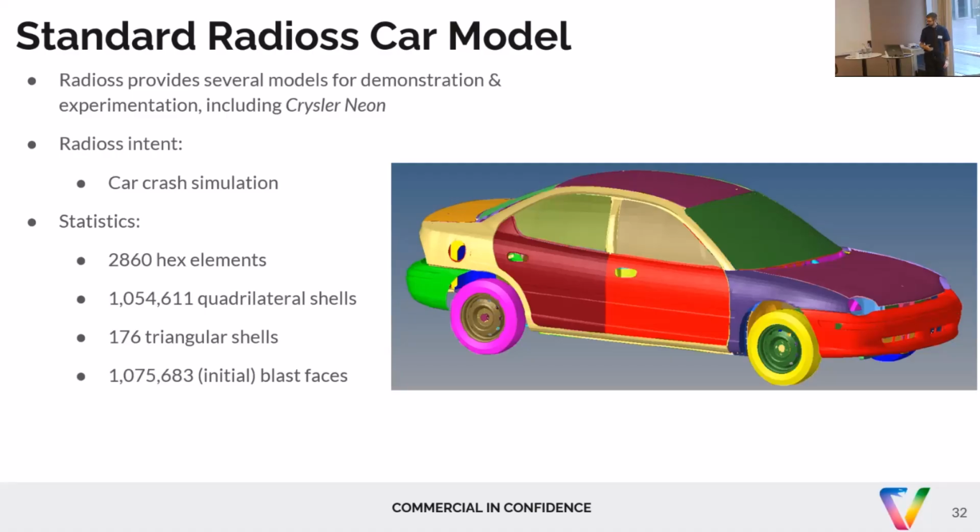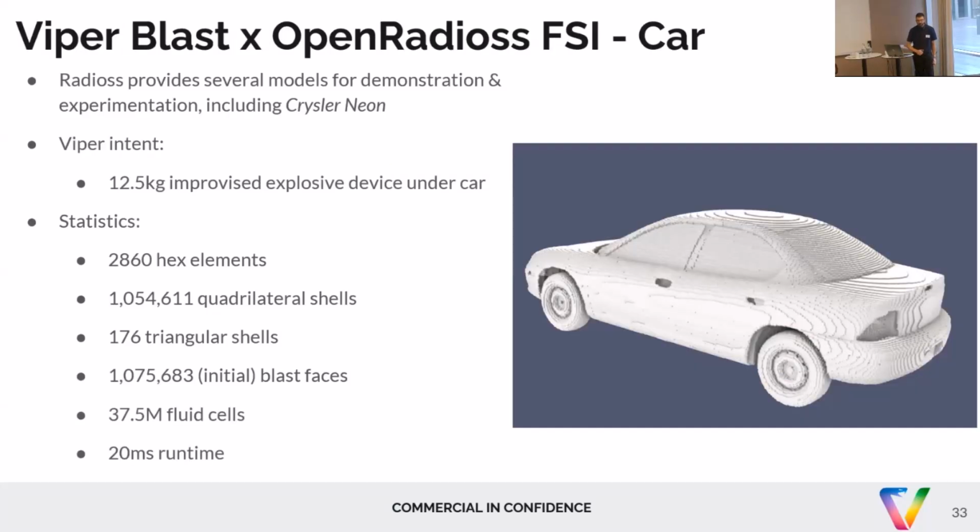It is quite a big model. You got about, what, 3,000 hexes, but you do have over 1 million quadrilateral shells, which also means we have just over 1 million initial blast faces. So this is quite a big model, so it will be really good to test. But we're in the blast field, so I really don't care what happens when it hits the wall. I want to know what happens when it parks over an IED. So if you have, in this case, a generalized explosive, apparently I was a little bit ambitious and made it 12.5 kilograms. What happens to your car?